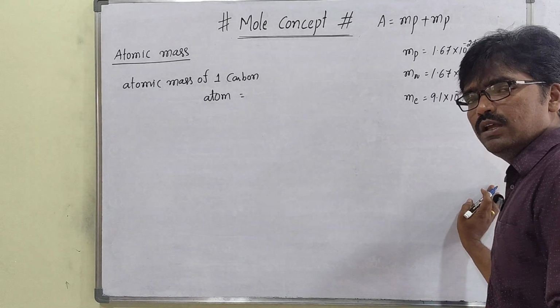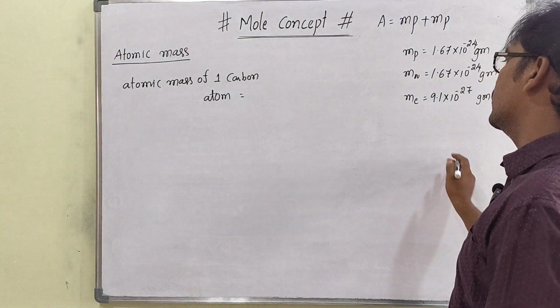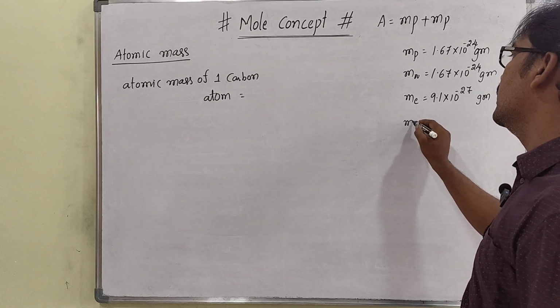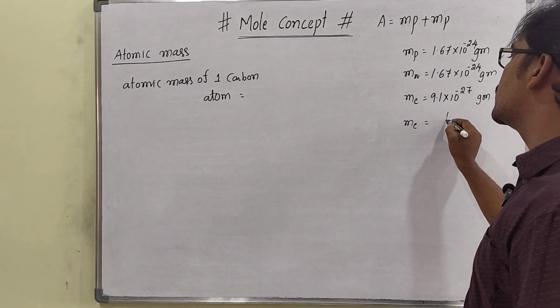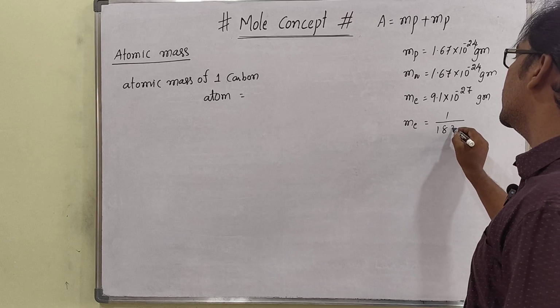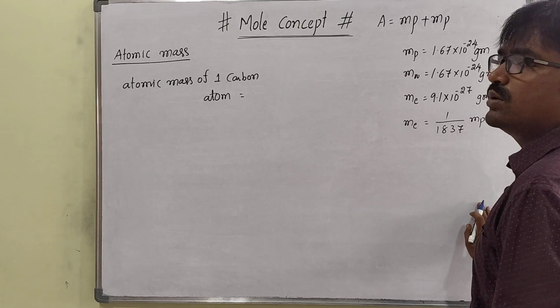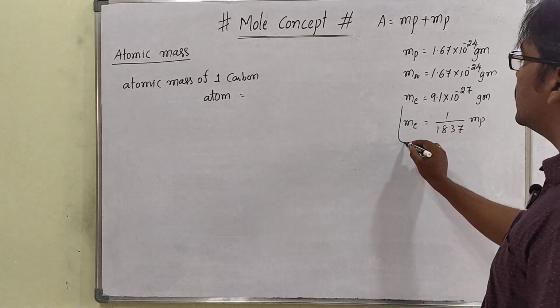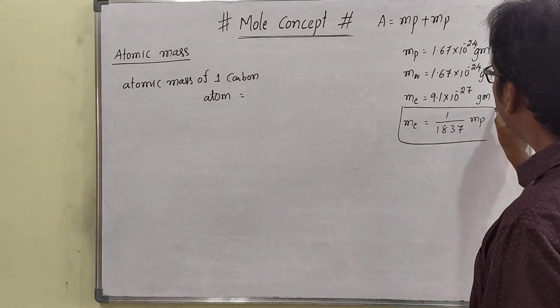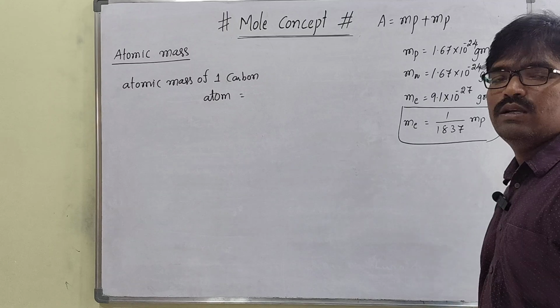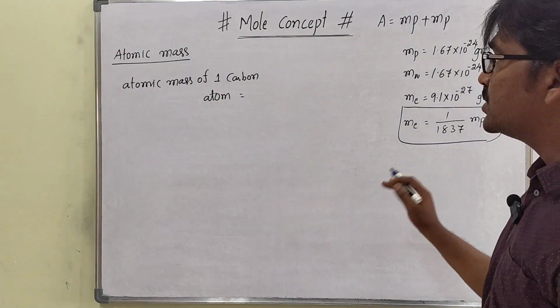Clear, my dear students? When compared to proton, mass of electron is equal to 1 by 1837 portion of mass of proton. So that's why mass of electron we are neglecting in the mass of atom. Mass of atom lo mass of electron ni neglect chestam.